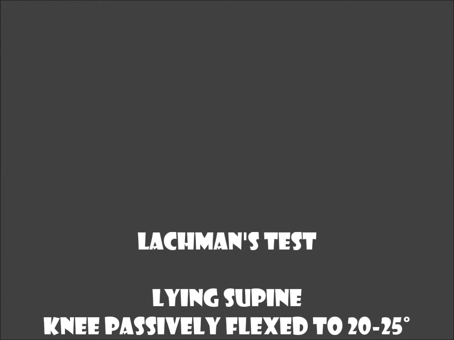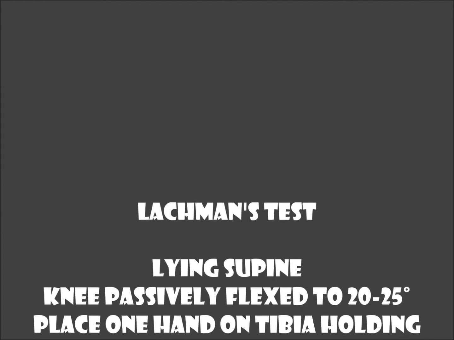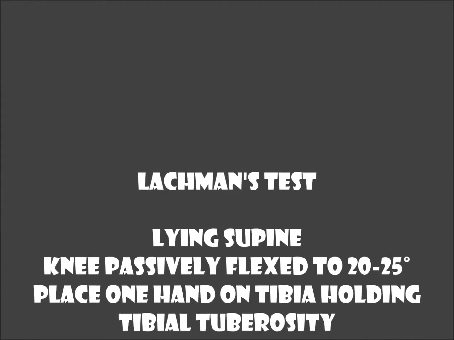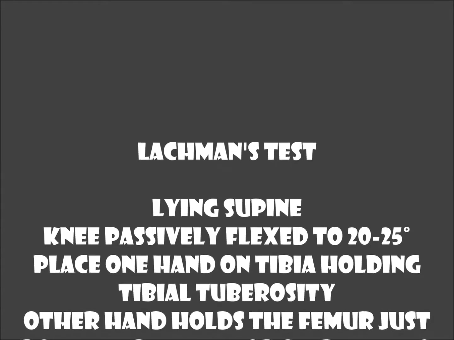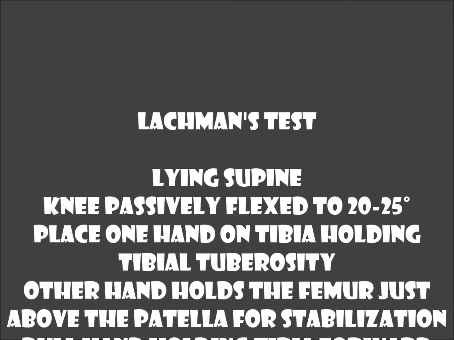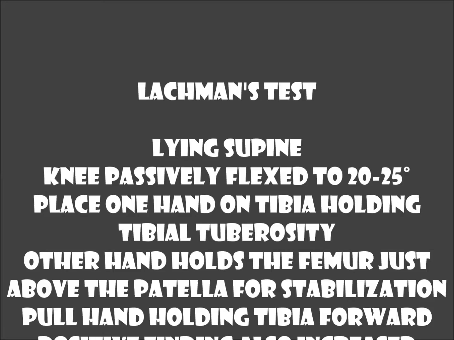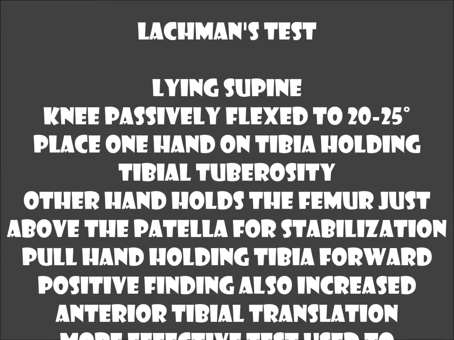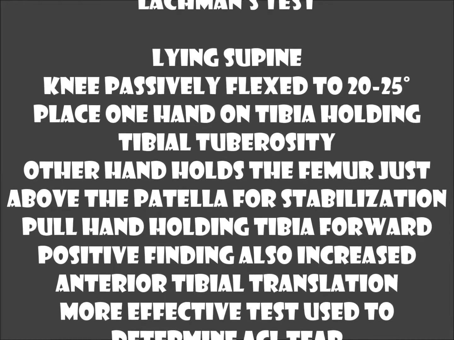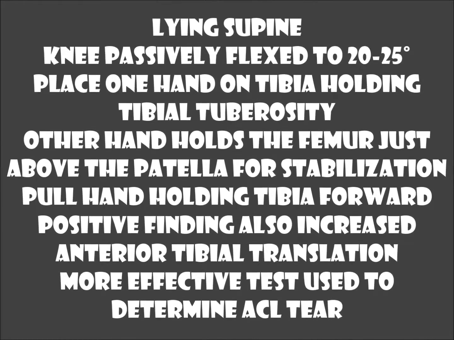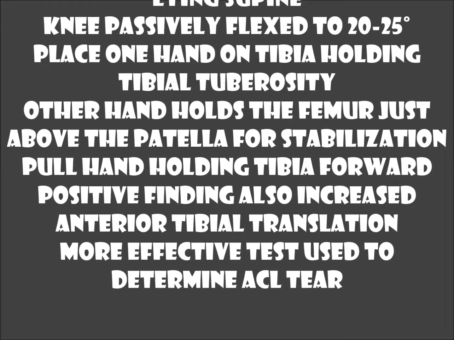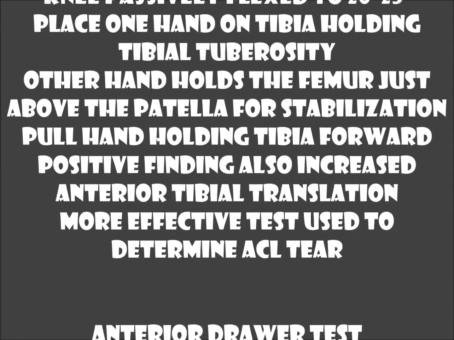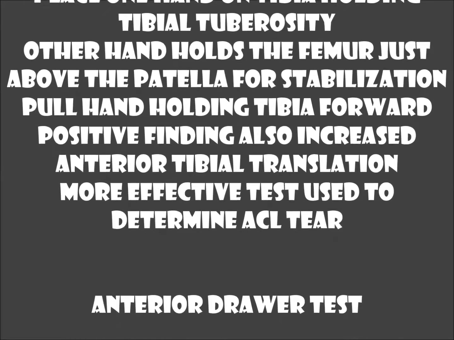You have your athlete lie supine, and you passively flex their knee to 20 to 25 degrees. You place one hand on the tibia holding the tibial tuberosity, while the other hand holds the femur just above the patella for stabilization. And you take your hand holding the tibia and you pull it forward. A positive finding for this test would be increased anterior tibial translation. This test is the more effective test used to determine ACL tears.